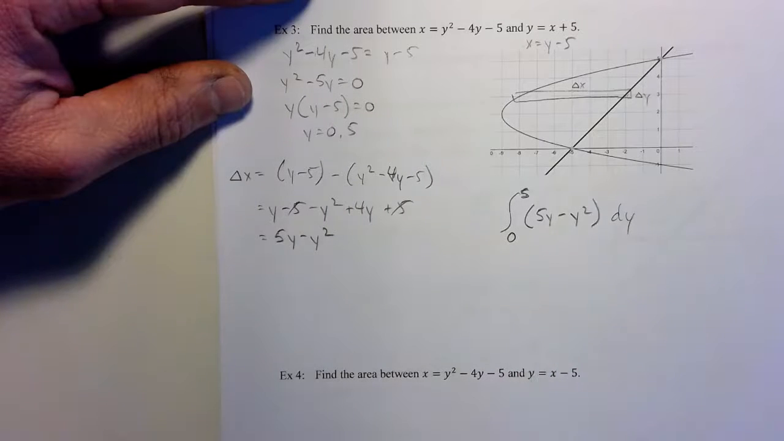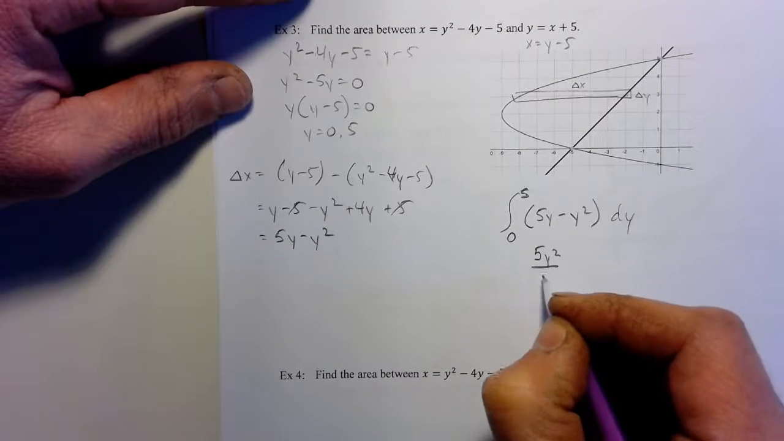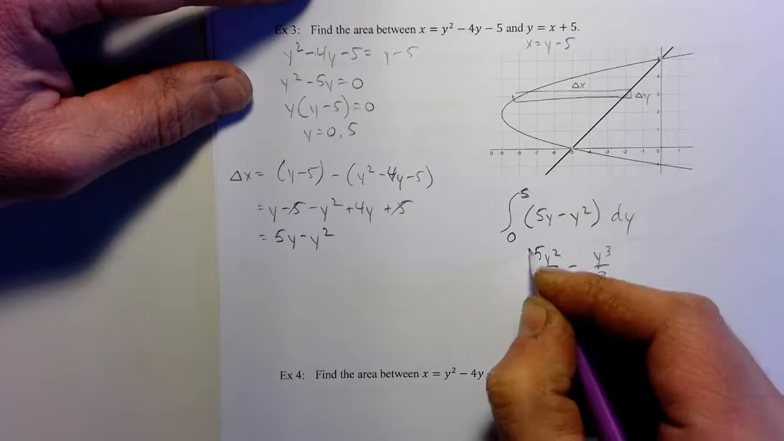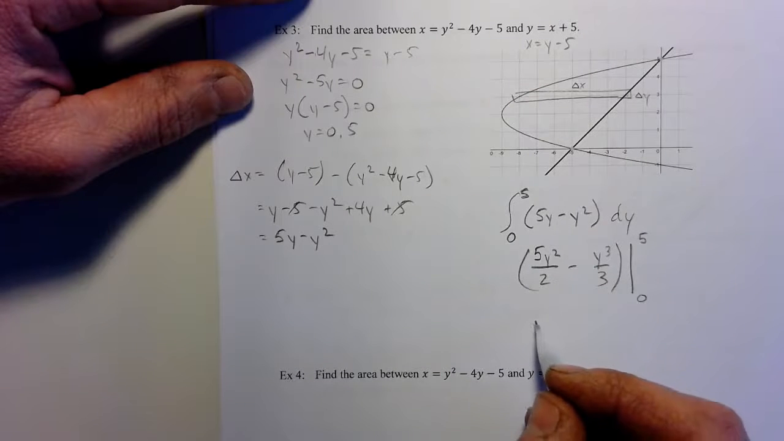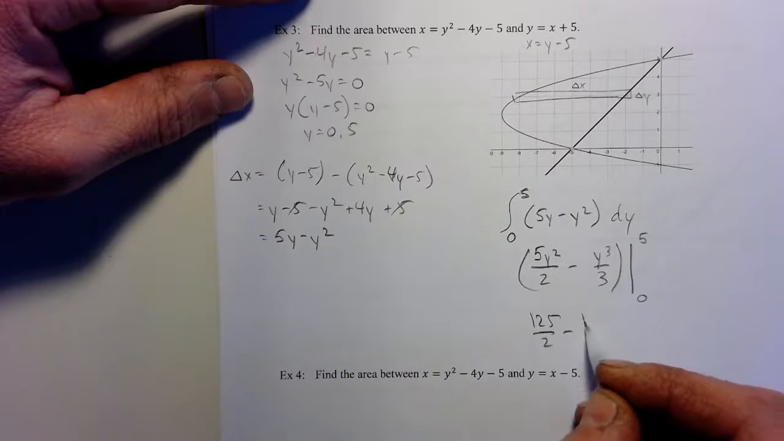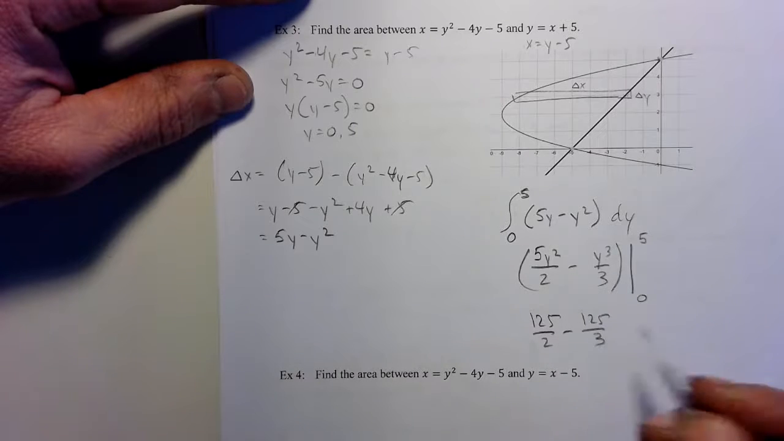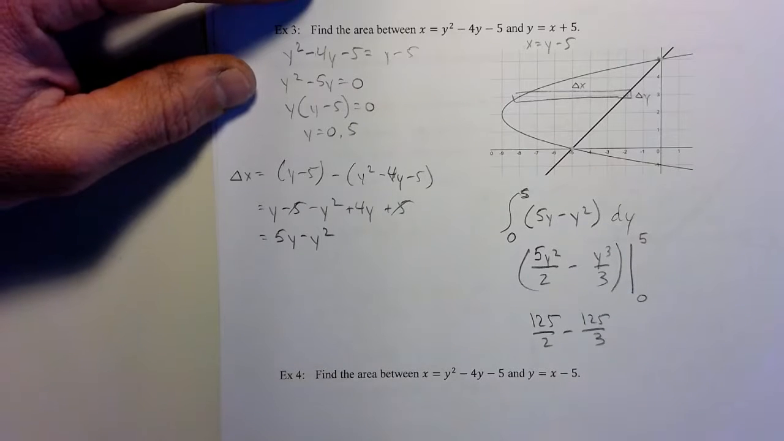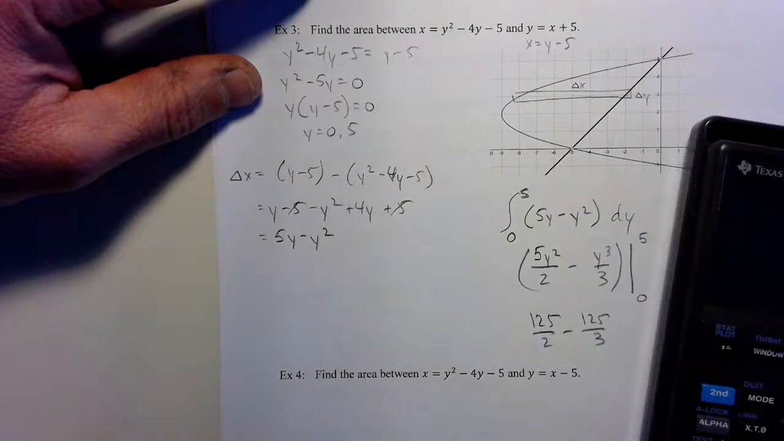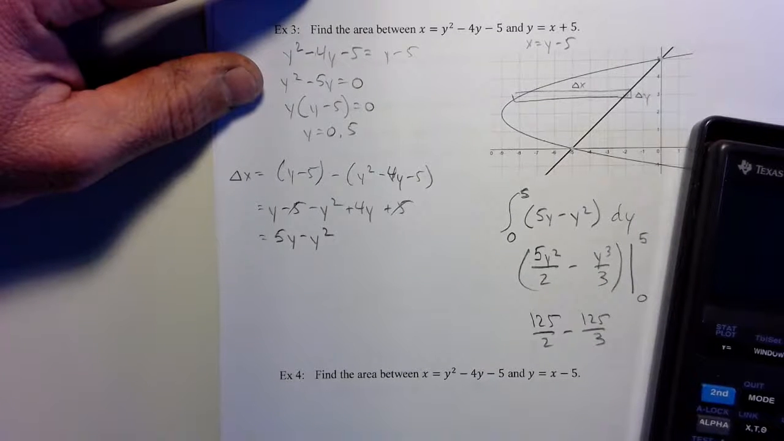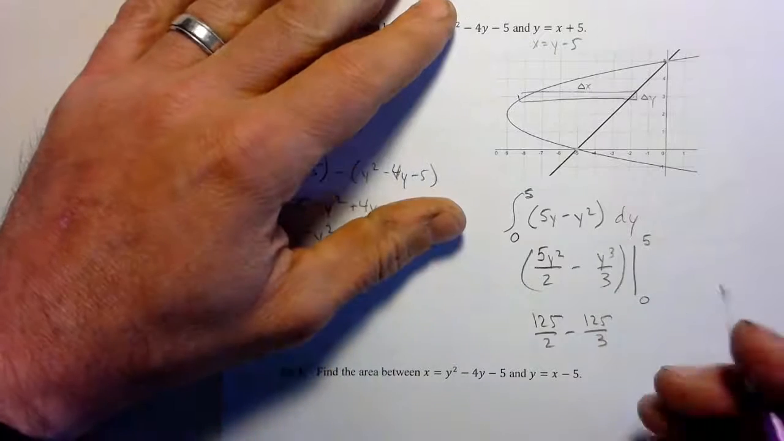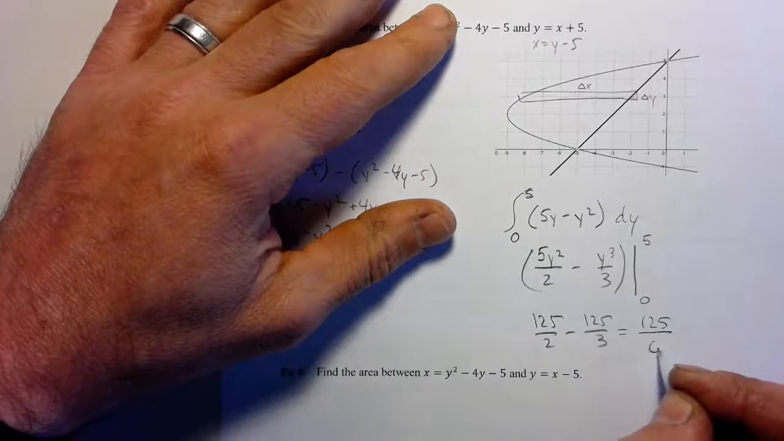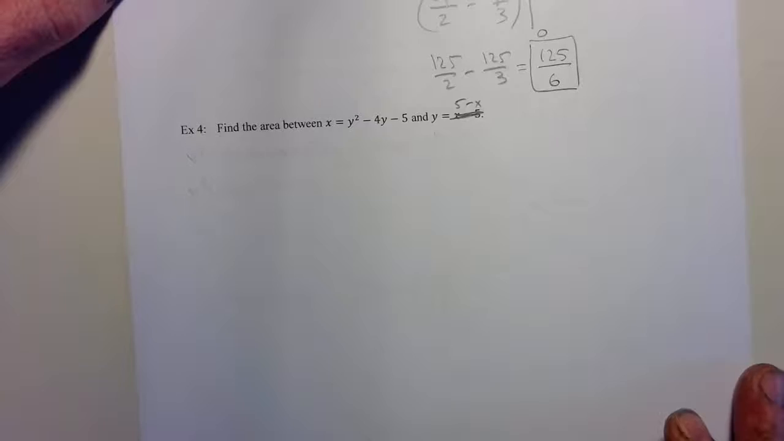Okay, antiderivative now that we have it set up. Plug in. Plug in 0, that's going to go away. So I'd have that. And that's not necessarily a fun one to try to figure out. It's a great one to use your calculator for. You just put 125 divided by 2 minus 125 over 3, and then use the fraction button to convert it to a fraction. That gives you 125 over 6. That's my area.